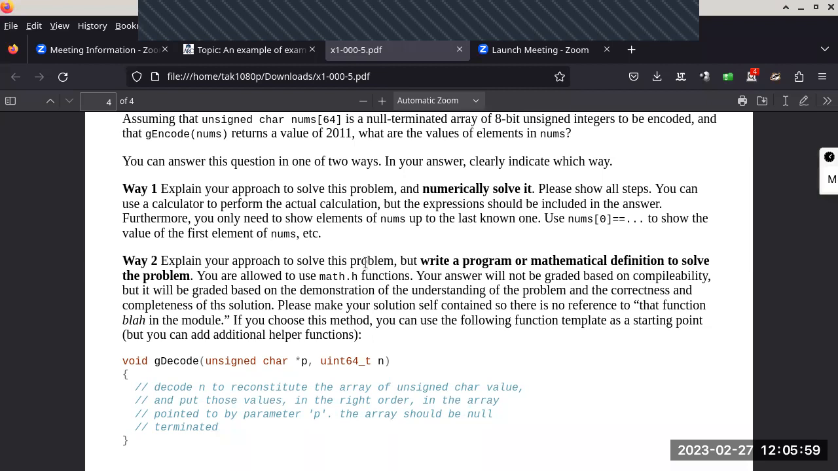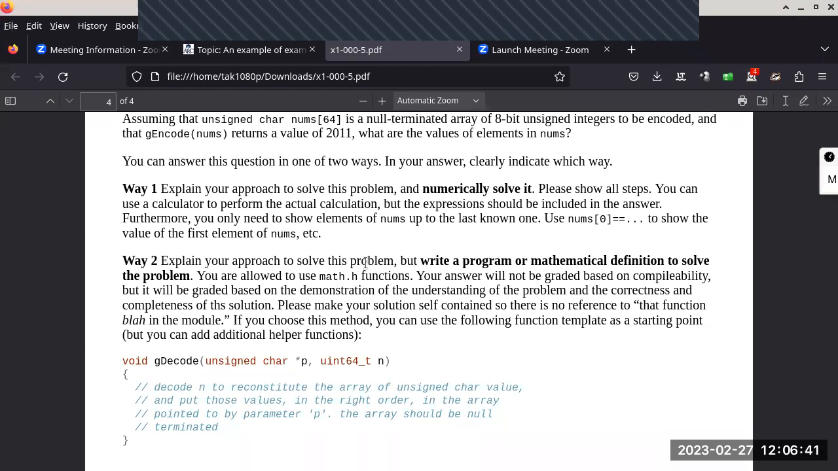So with way 2, we wouldn't have to provide the answer? Yep. Let me see if that is the case. I'm going to have to read my own exam carefully. Write a program or mathematical definition to solve the problem. You're allowed to use the math.h functions. Your answer will not be graded based on compilability, but on the demonstration of the understanding of the problem and the correctness and completeness of the solution, which means the code, other than syntax issues, should logically work. Please make your solution self-contained so there's no reference to that function in the module.